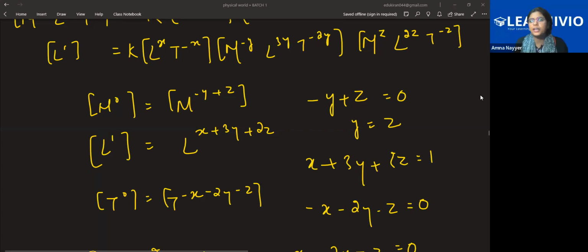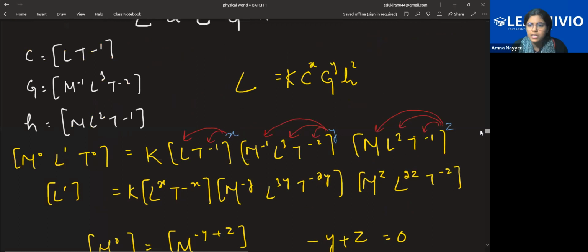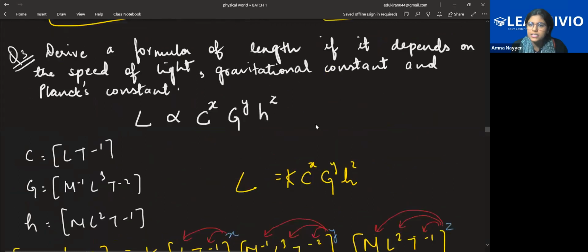Final formula you're asking. See, the final formula would be the same. Just substitute the values instead of x, y, and z. Your final equation, this is k. Now see, x is to the power minus 3 by 2, g is to the power half, and h is to the power half. So this would be the formula.